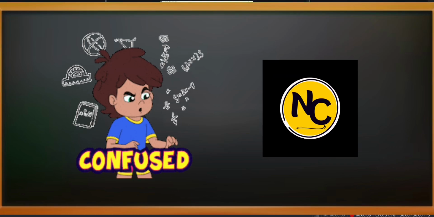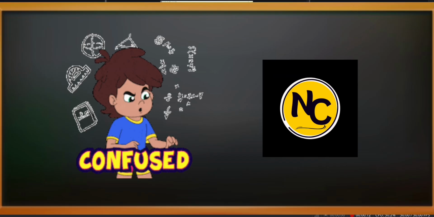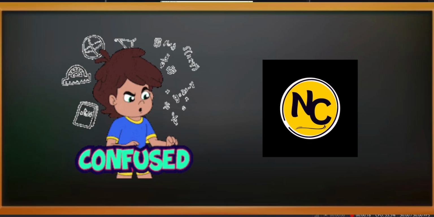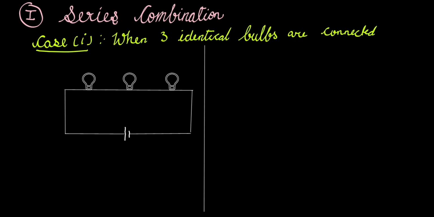Hello students, there are many students who have confusion related to series and parallel combination of bulbs. The main confusion is when all the bulbs will glow equal and when unequal. So let's clear this confusion step by step and by using proper examples. So let's first see the series combination.